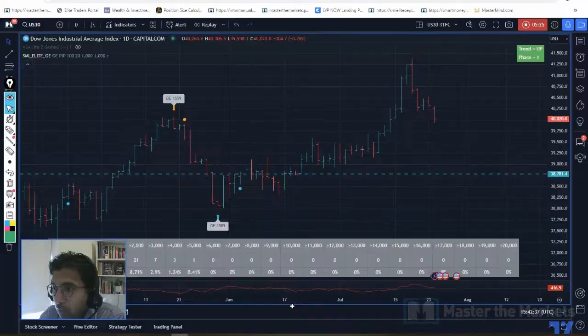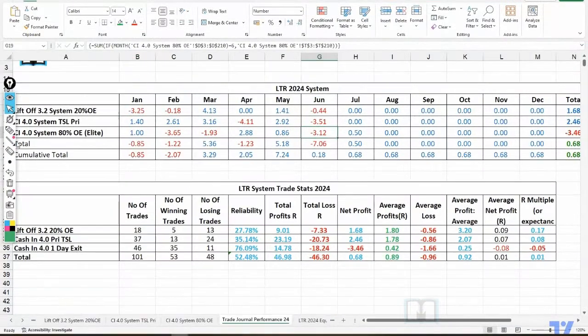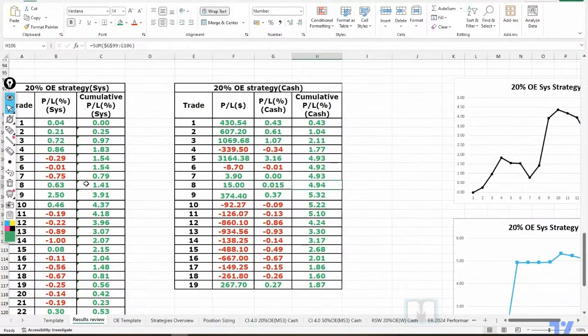At the moment we are only doing the 100k traders challenge on one of the strategies, which is very similar to the TSL primary. We run this in another room. It's called a 20% open equity strategy. So that's what we're doing it on. Let me just bring that up over here. There we go.